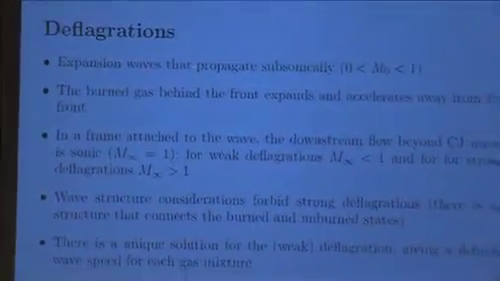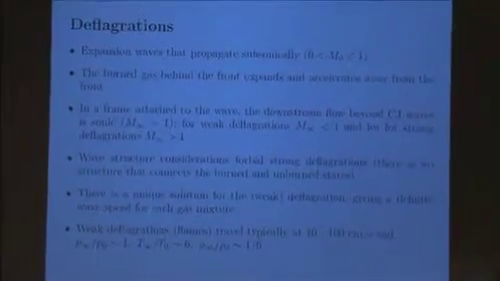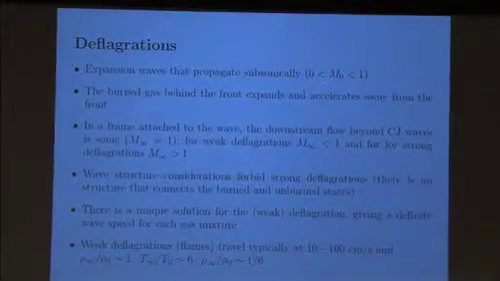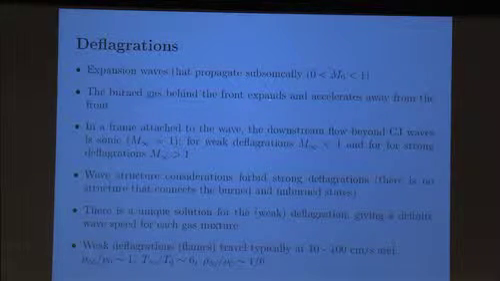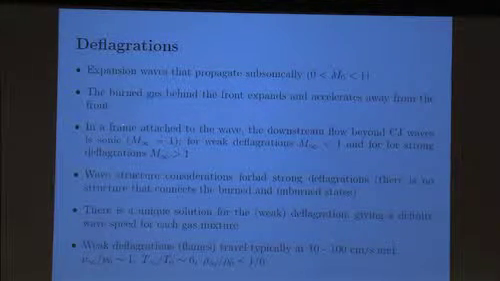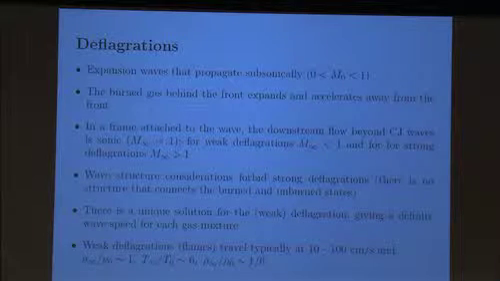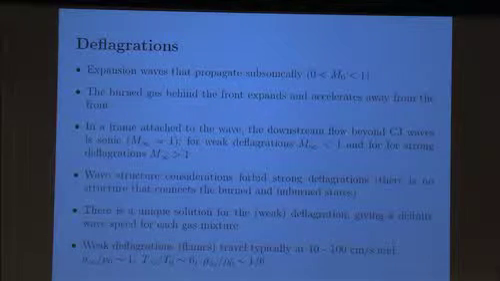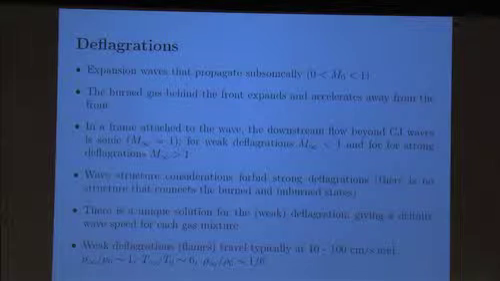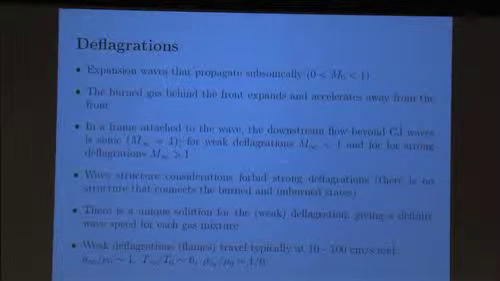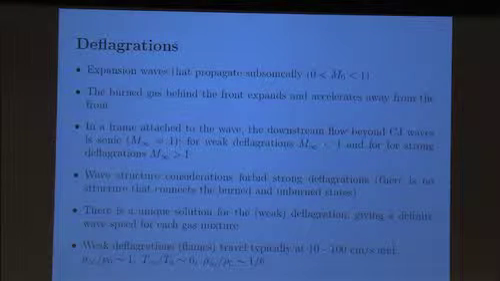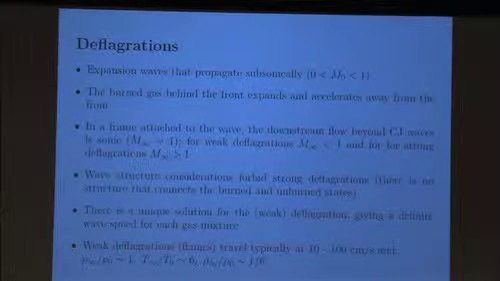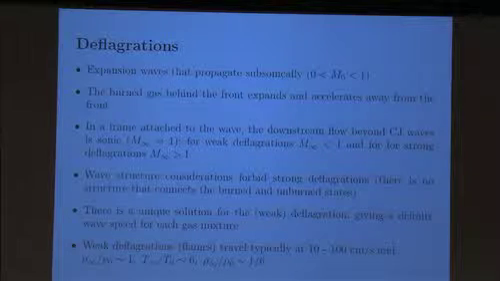Deflagrations are expansion waves that propagate subsonically. So the Mach number is less than 1. The burn gas behind the front expands and accelerates away from the front. In a frame attached to the wave, the downstream flow beyond the Chapman-Jouguet wave is sonic. For weak deflagration, the M infinity is less than 1, and for strong deflagration it is bigger than 1.